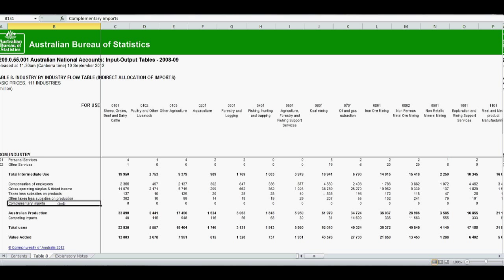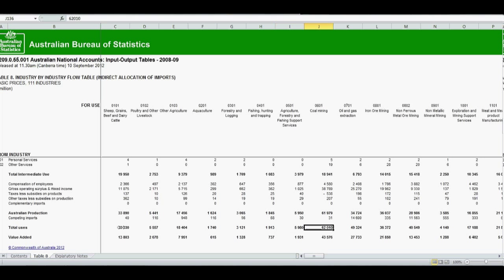There's complementary imports, that's what we call domestic imports, and competing imports, which are imports from overseas, and total uses, that's what we refer to as output.